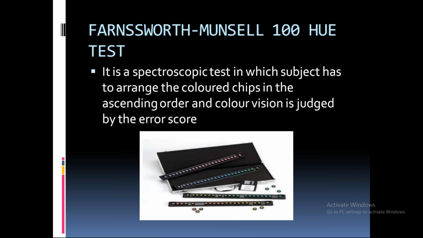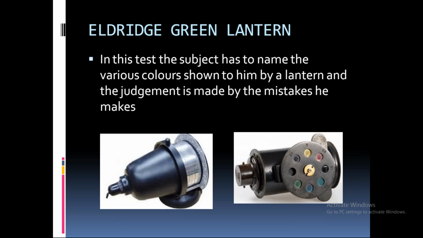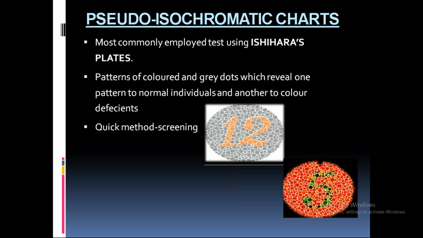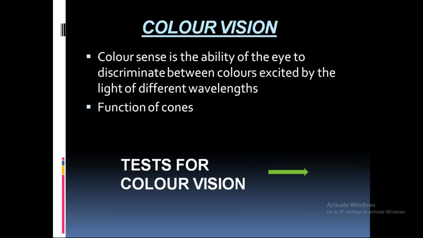This is color vision testing: transverse lens test, Holmgren's wool test, Eldridge-Green lantern test. This is a Holmgren wool test. We have to give a target wool and ask the patient to match the similar wool from the mixture of various colored wools. This is Ishihara's charts. The patient has to identify the numbers in between the dots. Ishihara's charts is most commonly used.